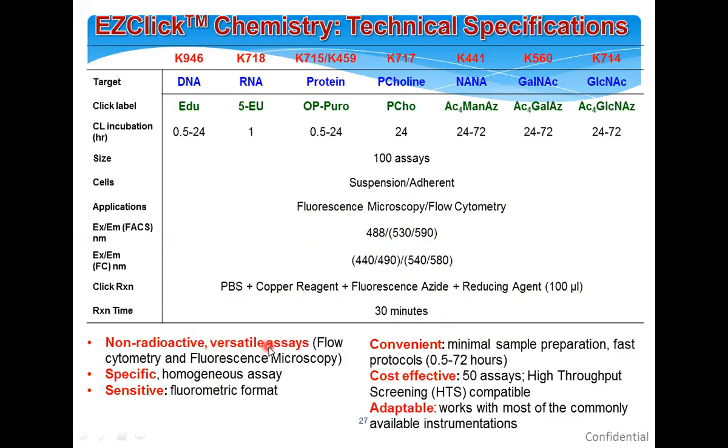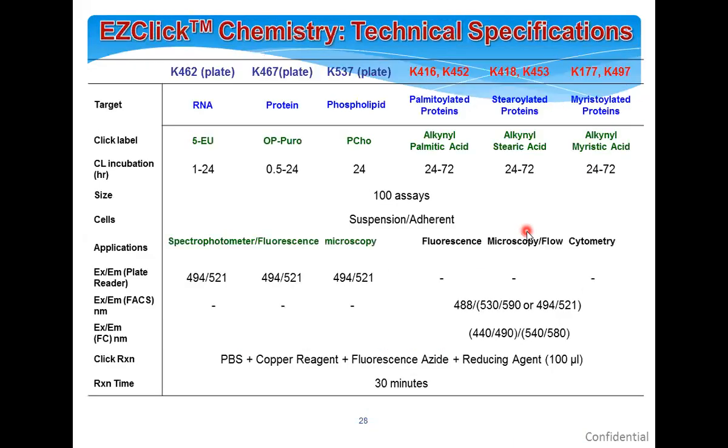Advantages, it's non-radioactive, versatile, specific, sensitive, convenient, and cost-effective. And it's adaptable with most commonly available instrumentation, so either flow cytometry or you need a microscope. And some we have plate-based. I will show in the next slide. So we have some plate-based assays as well. These 3 plate-based assays: we have a plate-based assay for RNA, we have one for protein, same purine analog, and we have one for phospholipid assay as well.